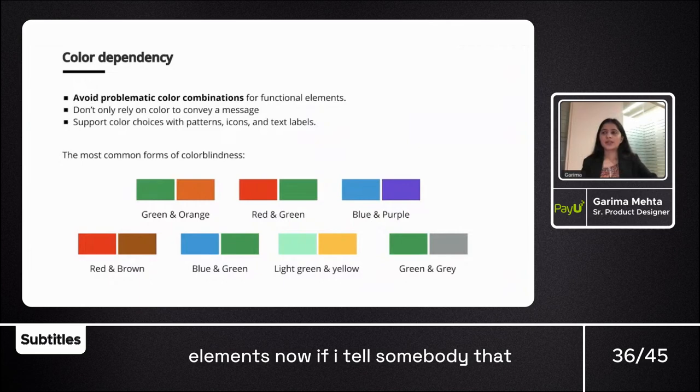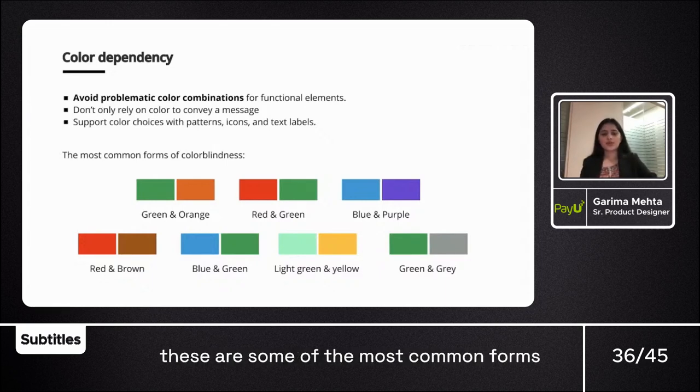Now, if I tell somebody to press the red button if you're in danger, that's an emergency app, right? Press the red button for disconnecting the call. Then there might be people who will not understand red. So you need to either have an icon that identifies that, or along with that, a text or something else that also conveys the same message.